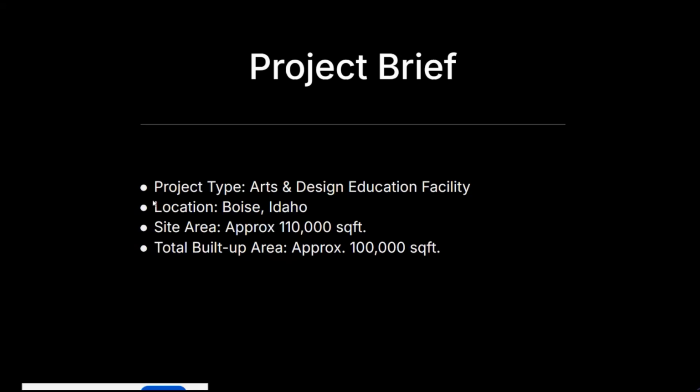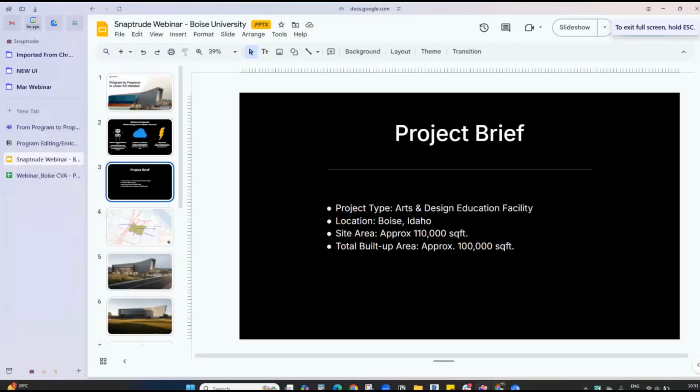So here we have the program brief. What we will be designing today is an arts and design education facility in Boise, Idaho. We have our site area and built-up area provided to us, as you can see. And with this data in mind, we will start off with designing our project.